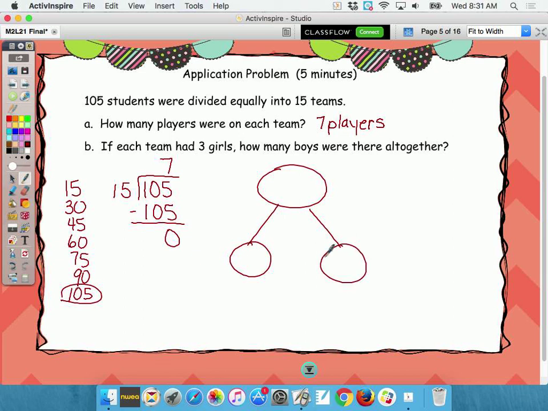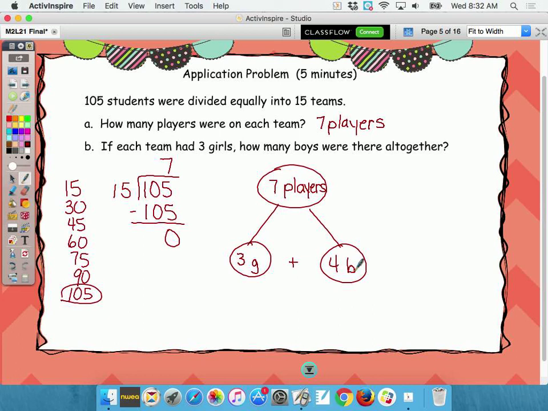Okay? And this is just for one team. 7 players, right? On each team. And how many are girls? 3. 3 are girls. And there are 4 boys. Now, you could have done that in your head. But what about the RDW method? Redraw. Right. This is an idea of what you could go ahead and draw.